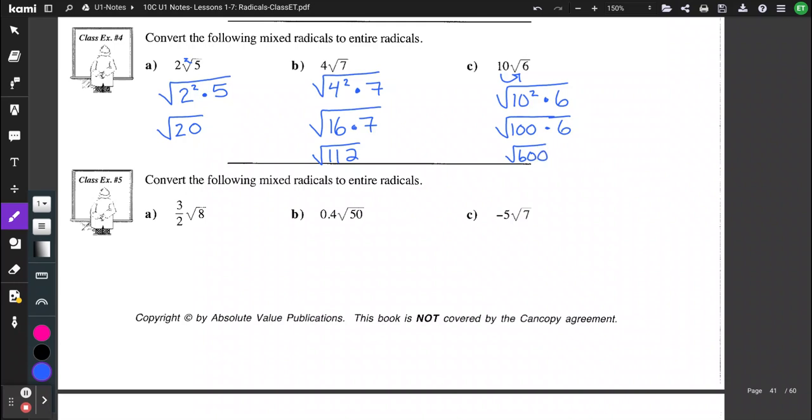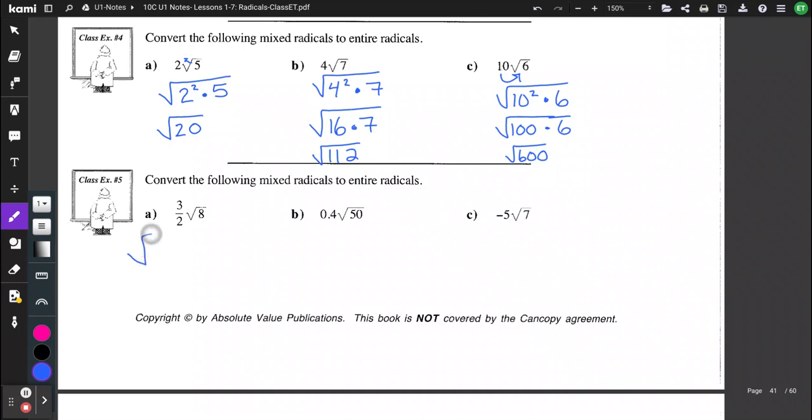Now we're going to take the next few. We've got fractions and decimals. We have to take them under the exact same way. Okay, nothing changes. However, when it's a fraction, you're going to square the top and the bottom. You don't just do one, you do both.